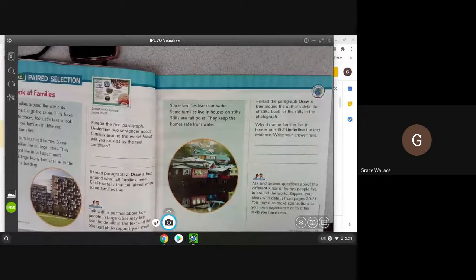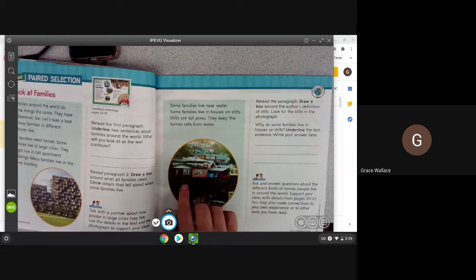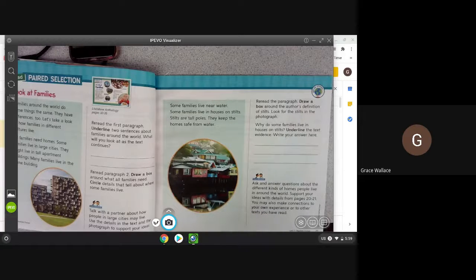So, what will be the definition of stilts? There's one sentence in there that gives me the definition of stilts. I want you to put a box around that. And if you go down to the photograph, you can see those stilts. Those are those wooden poles right there. Those are called stilts. So it says, why do some families live in houses on stilts? Why would that be necessary? Why do you think some people would need to have houses that lived on poles?